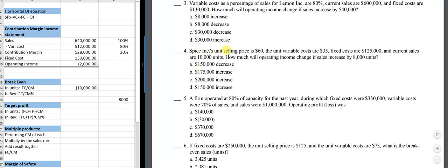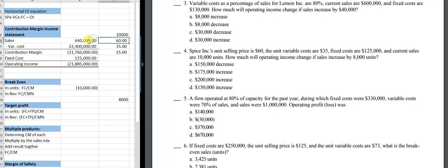If Spice Inc. unit selling price is $60, and variable costs are $35, fixed costs are $125 thousand. So I've got fixed costs of $125,000. How much will operating income change if sales increase by 8,000 units? Current sales are 10,000 units. So I'm going to put the 60 over here, and I'm going to put this as 35. Hold on, I'll pause it.